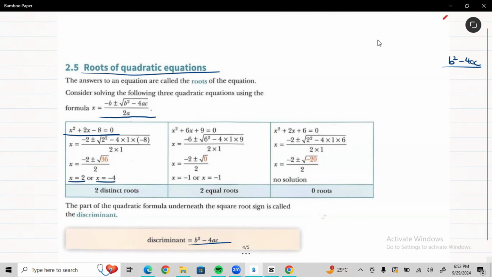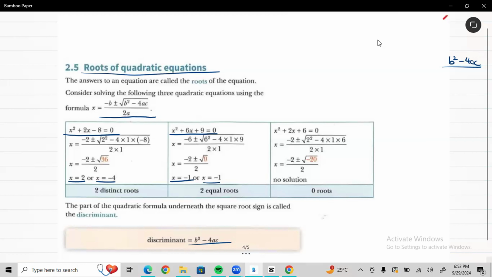The second type of answer would be, for example, we solve the equation x squared plus 6x plus 9 equals 0. If we input the quadratic formula into this, the second type of answer we would get is the same value of x two times. That would mean two equal values for x, or in other terms, two equal roots for x. So that's the main concept behind it. And in a way, we can say that we get only one value for x.